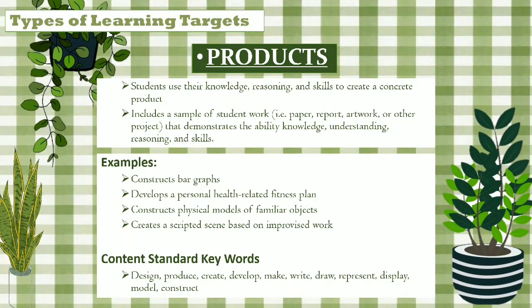The four types of learning targets is the products. Students use their knowledge, reasoning, and skills to create a concrete product. It also includes a sample of student work, such as paper, report, artwork, or other project that demonstrates the ability, knowledge, understanding, reasoning, and skills. Written below are the examples of products.